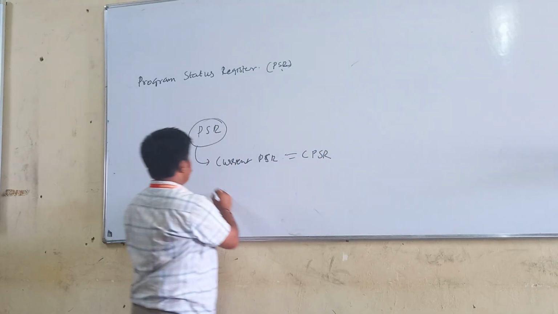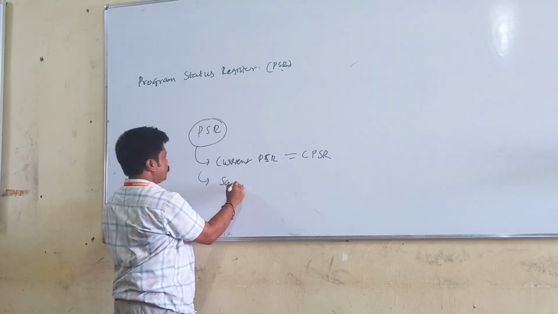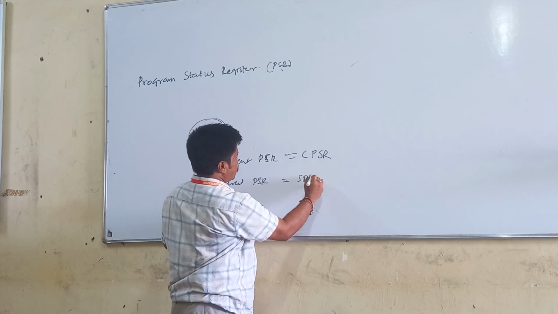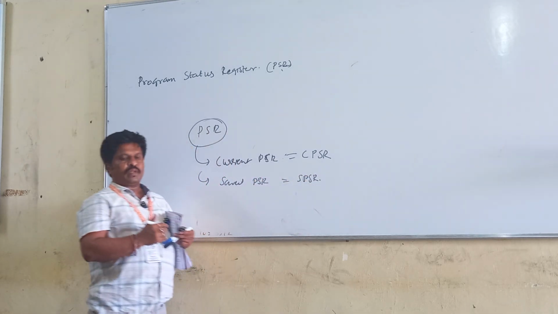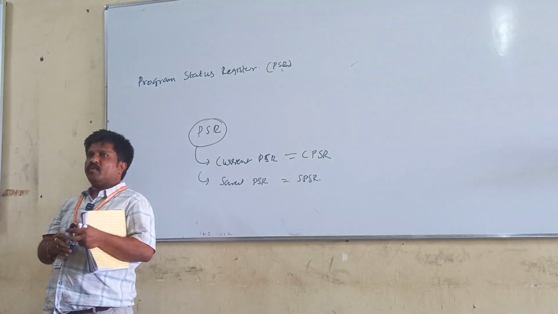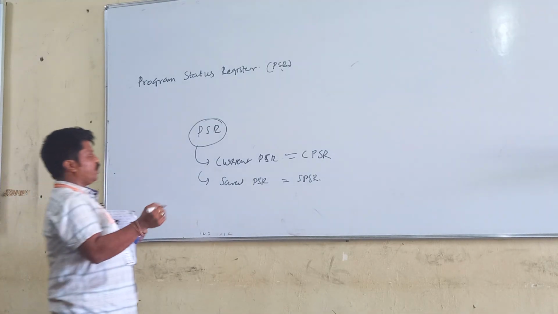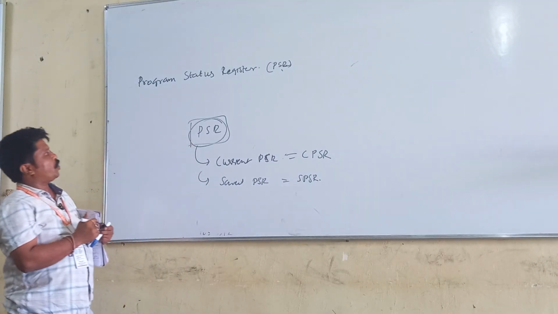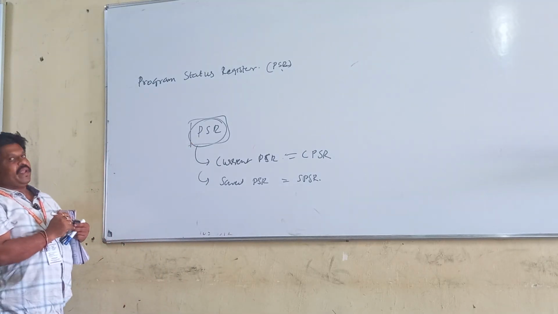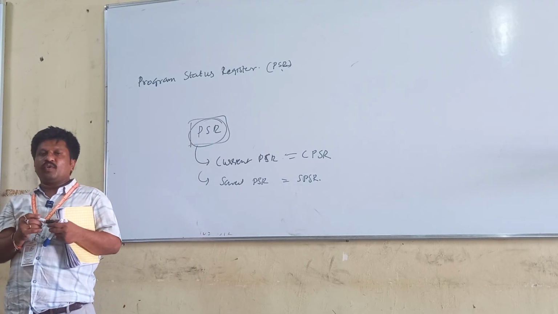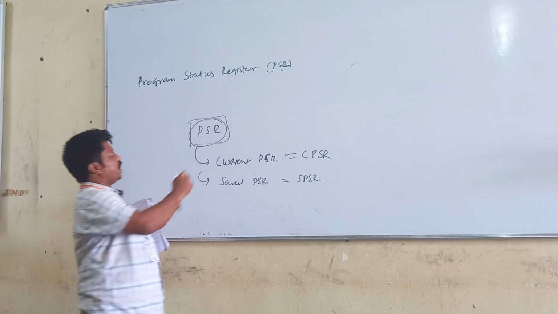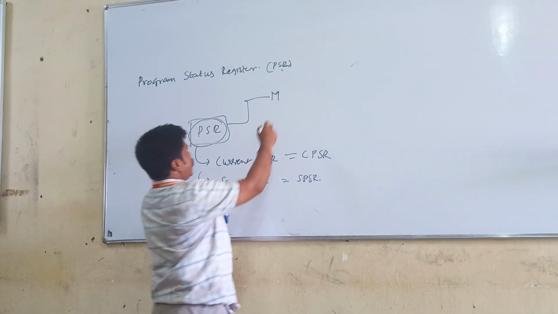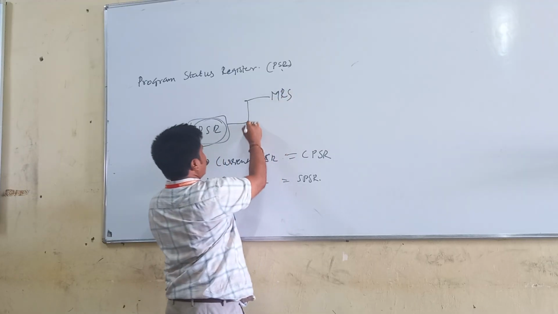If I use the saved PSR, that becomes SPSR. These are the specialized registers in the ARM. We will be studying only the PSR, the program status registers. In the PSR, we have two instructions: one is the MRS, another one is the MSR.